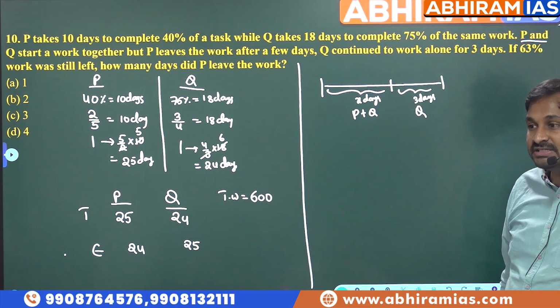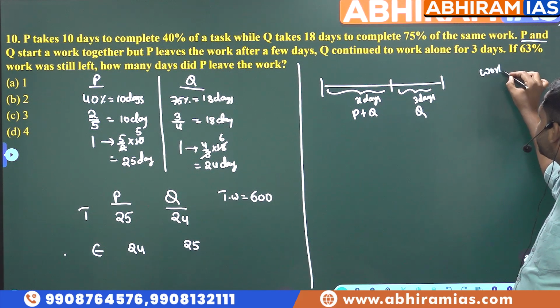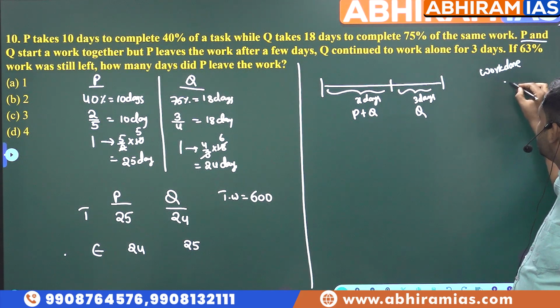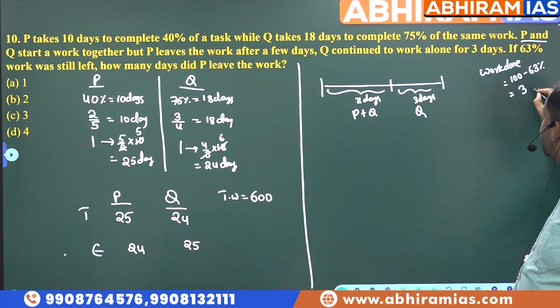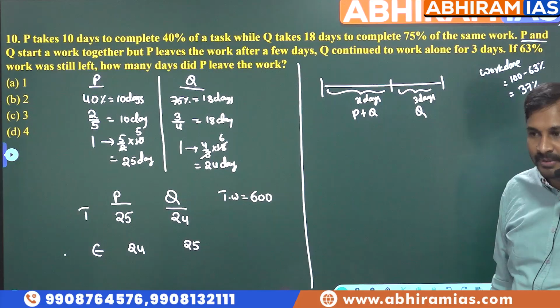63% is left, so how much did they do? 37%. Work done is equal to 100 minus 63%. That is equal to 37% of work they have done. They have not done the complete work here.